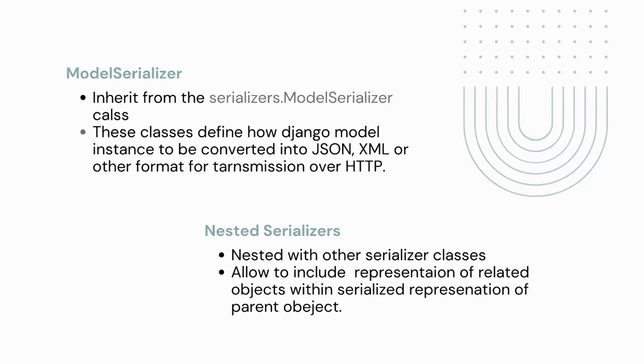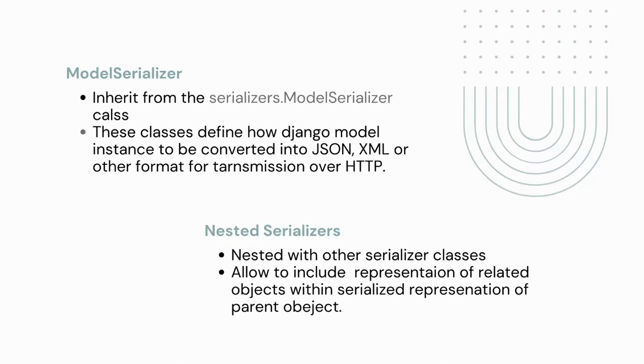It also handles the reverse process of deserialization. It deserializes incoming data from an API request into a Django model instance. They ensure that incoming data is valid and then converted back into the appropriate model instance. The next one is the nested serializer.